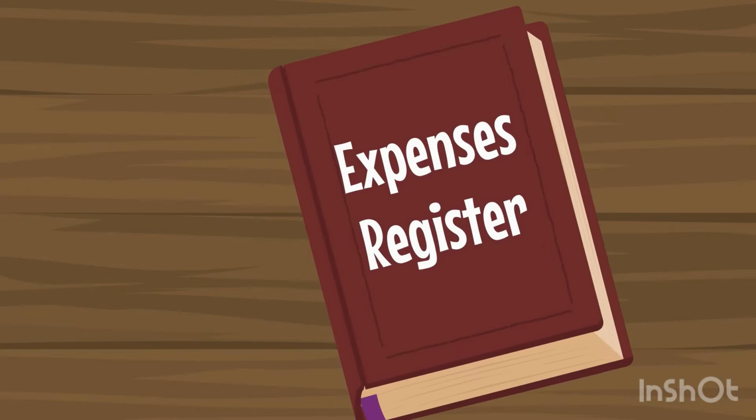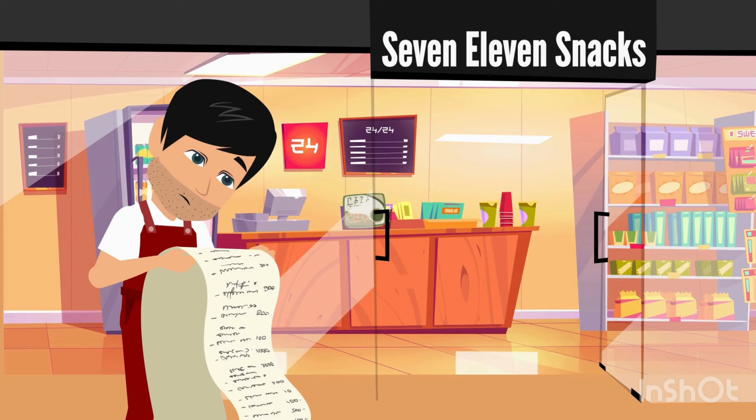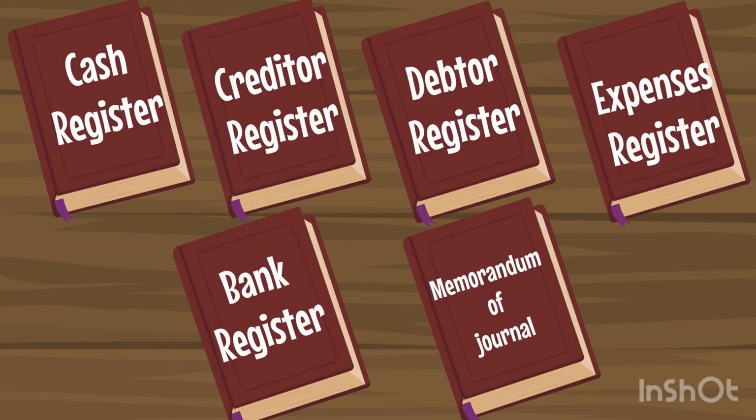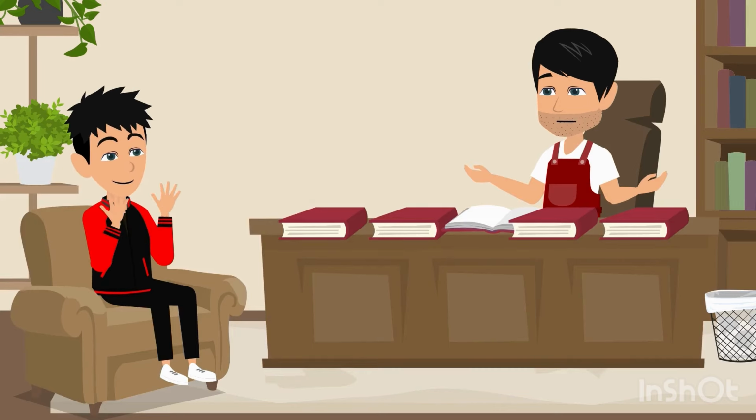And this is the expenses register. It shows all the expenses that were paid during this period. This is how we classify the business transactions into different books of accounts, also called ledgers.